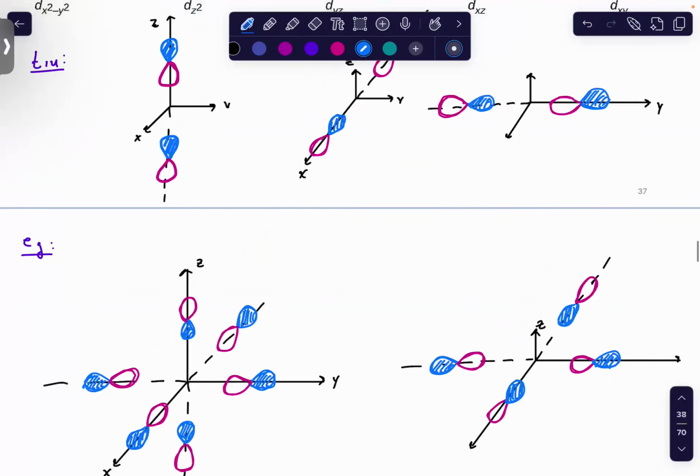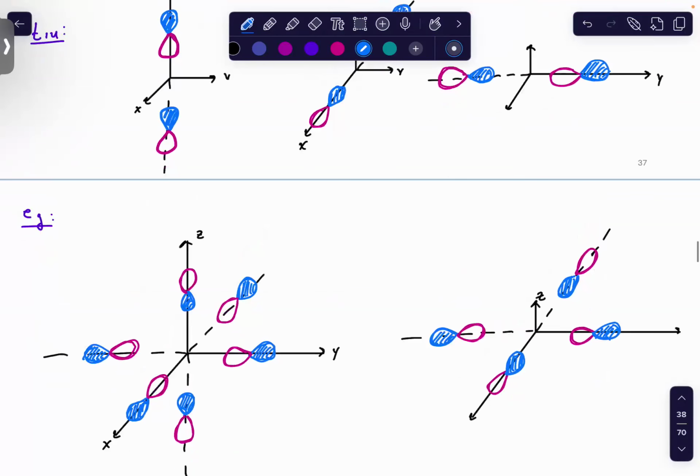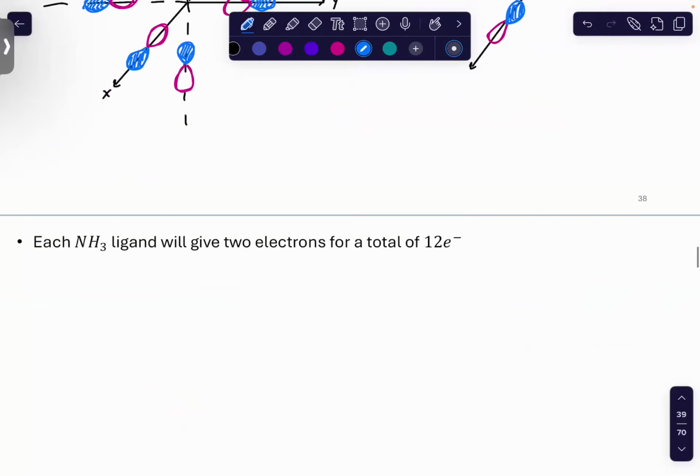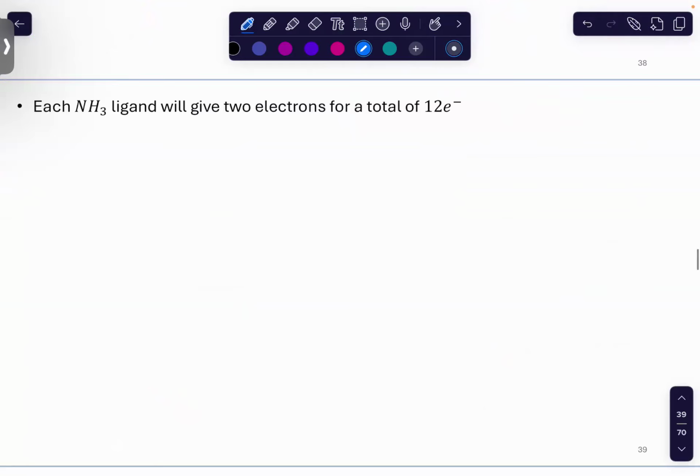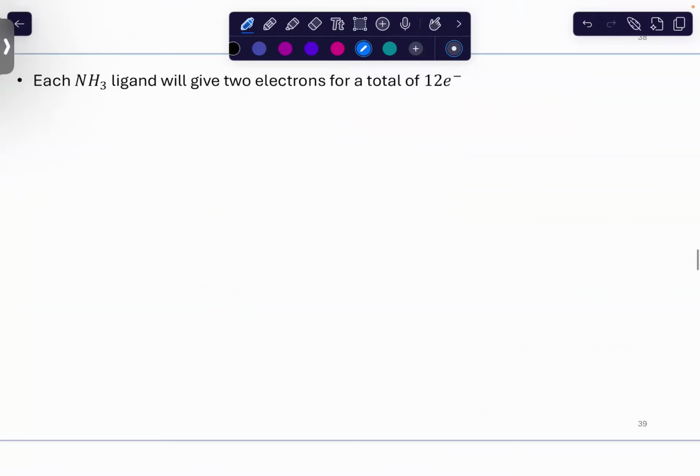Like if you go back up to your A1G ligand field and your A1G metal field, you'll see that all those lobes just kind of line up. If I now say, well, let's take the T1U field, and I'm going to put in both the ligand field and the metal orbitals, okay?